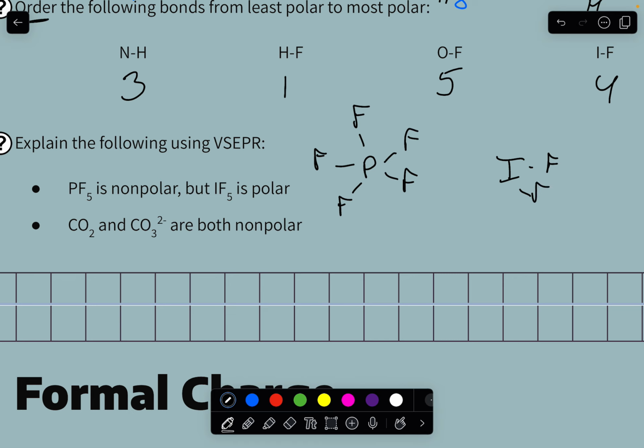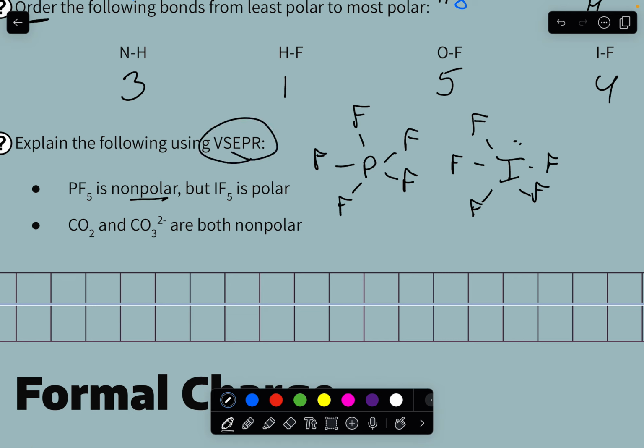IF5 looks like that with a lone pair on the iodine. So that has an expanded octet for both of those. So to answer the question, PF5 is nonpolar.